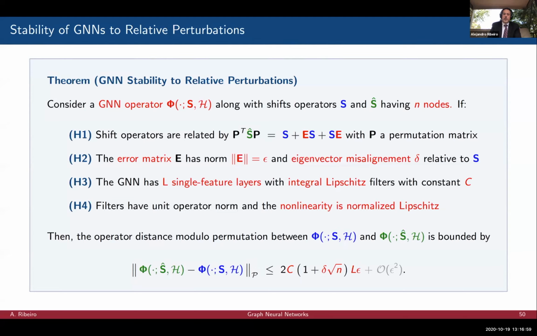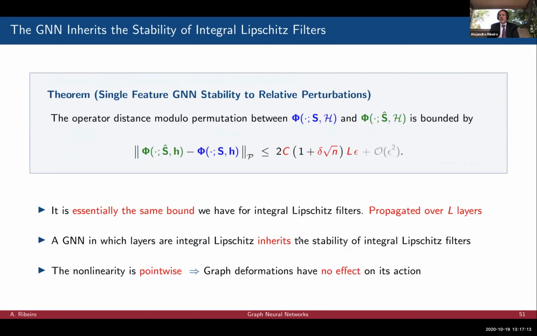If all of these conditions are satisfied, the operator distance modulo permutation between the GNN run on filter S and the GNN run on filter S hat is bounded by this quantity, which again is essentially the same bound we had for the case of integral Lipschitz filters. It's just that the bound is now propagated over a total of capital L layers. Therefore, a GNN in which the layers are integral Lipschitz inherits the stability of integral Lipschitz filters. And it does so because the nonlinearity is pointwise and graph deformations have no effect on it.